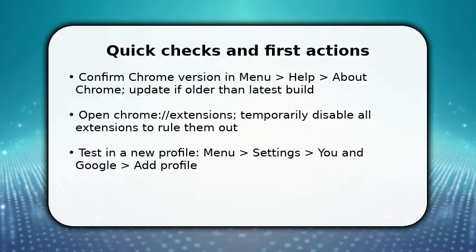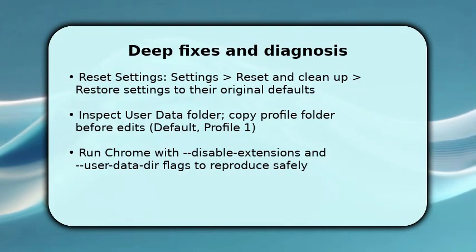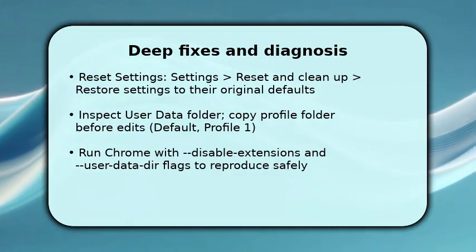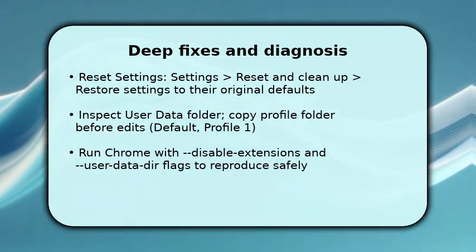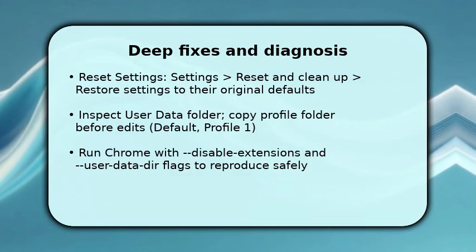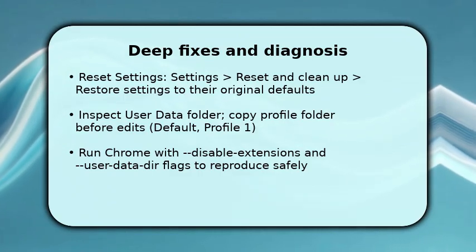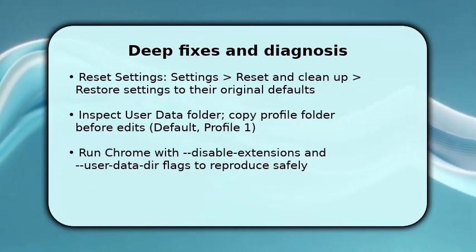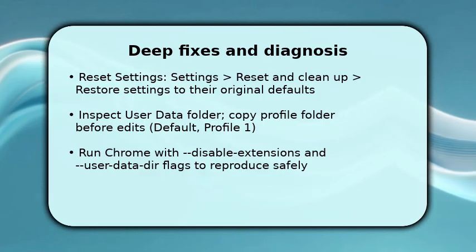Once done with basic isolation, reset Chrome settings to undo theme or startup scripts that rename windows. That often resolves untitled labels. If that fails, back up the user data directory and inspect the default or profile folders for corrupted local state or preferences files. Replace them from a backup if present.